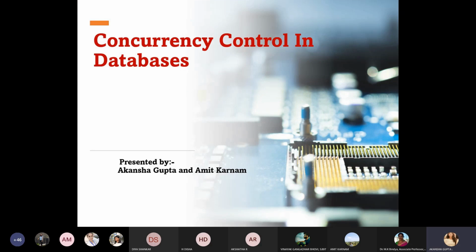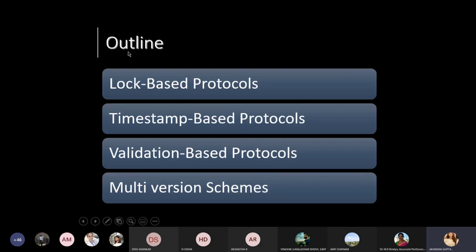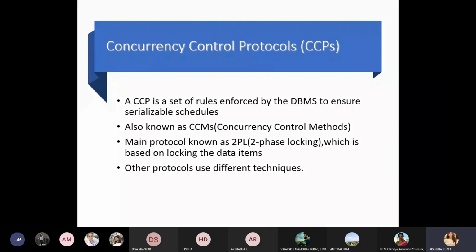So good morning everyone. Today Amit and I are going to present on concurrency control in database. We will discuss four topics in our presentation, that is lock based protocol, timestamp based protocol, validation based protocol and multi-version schemes. So what is a concurrency control protocol?